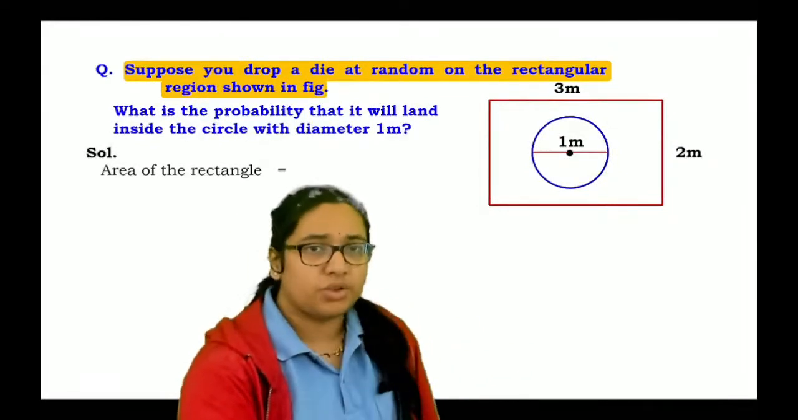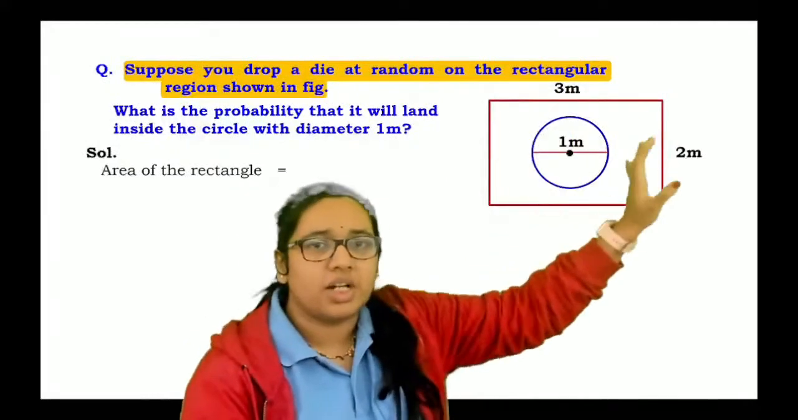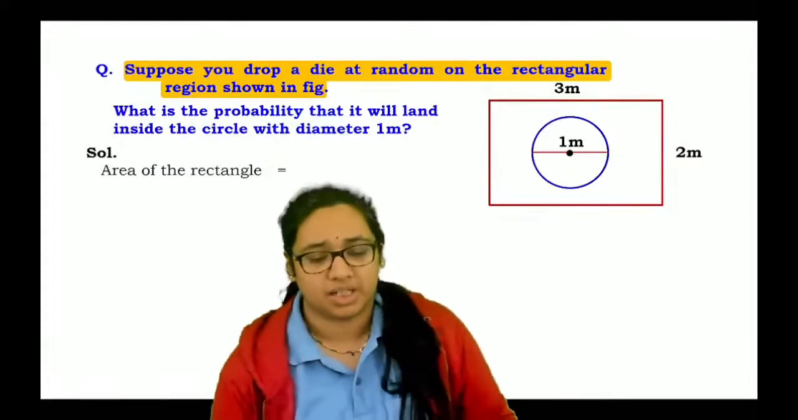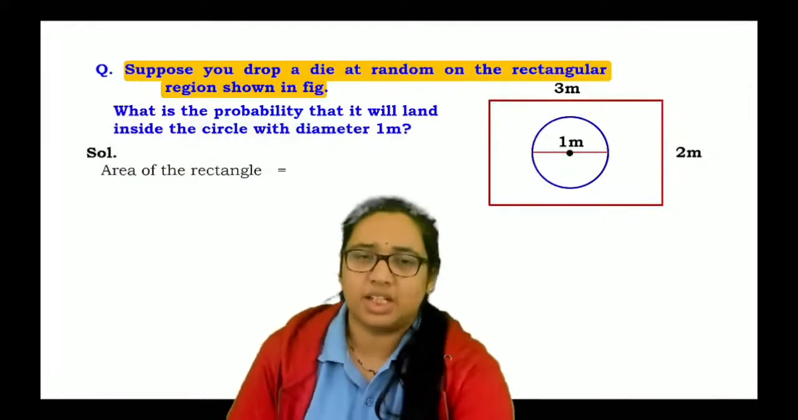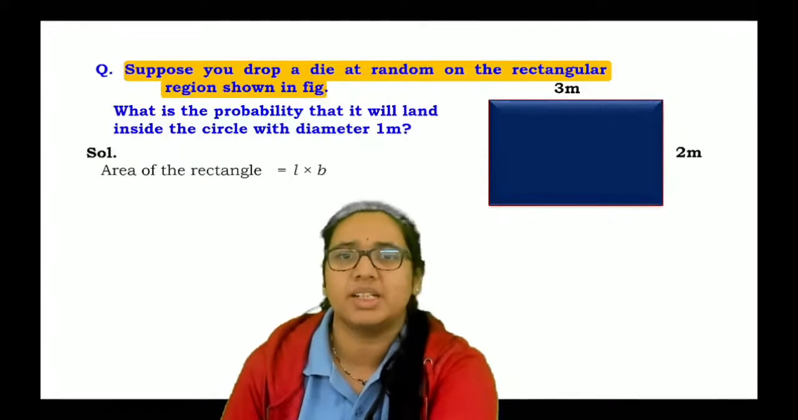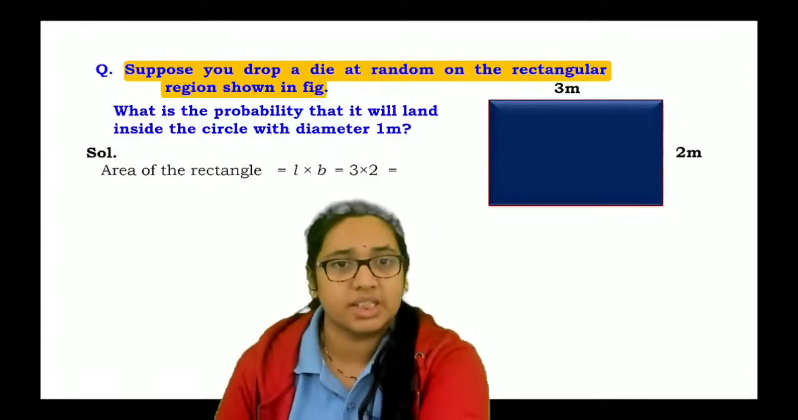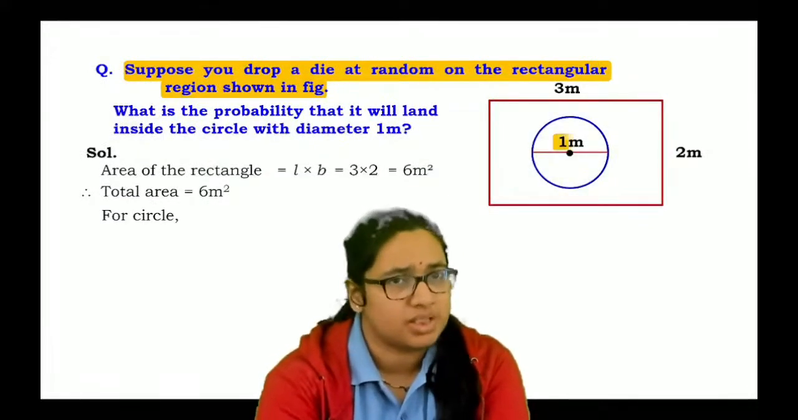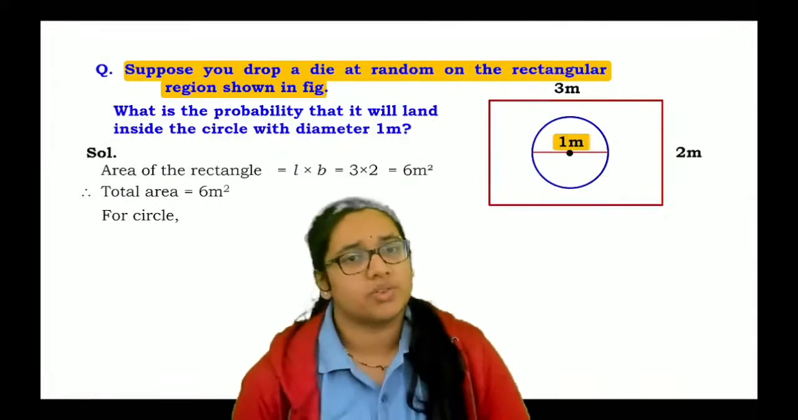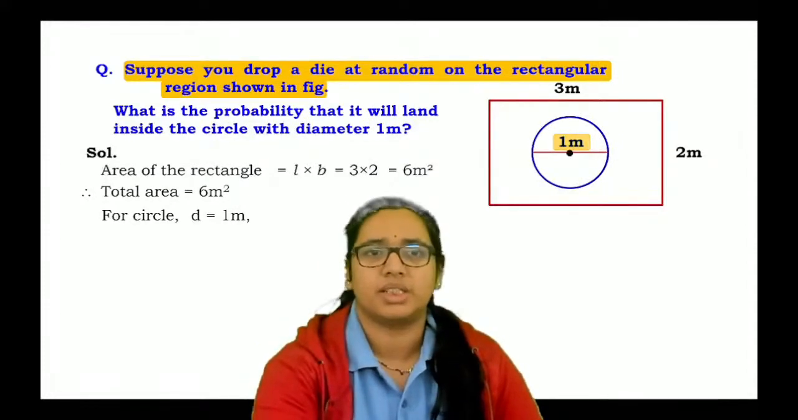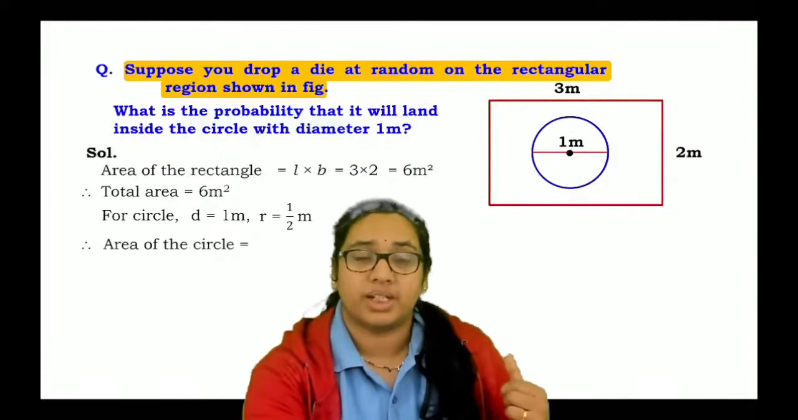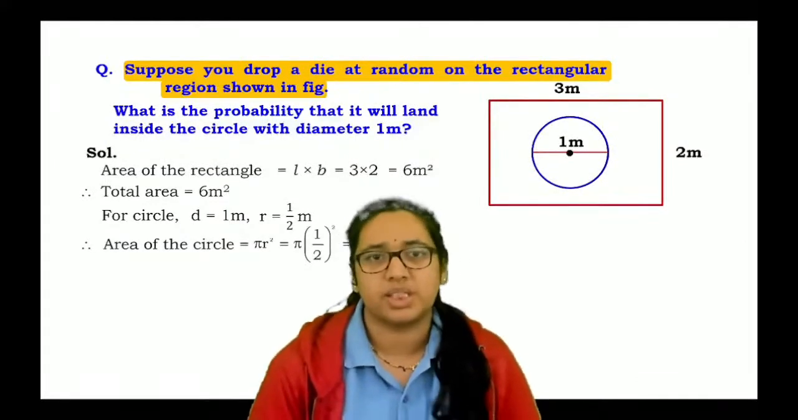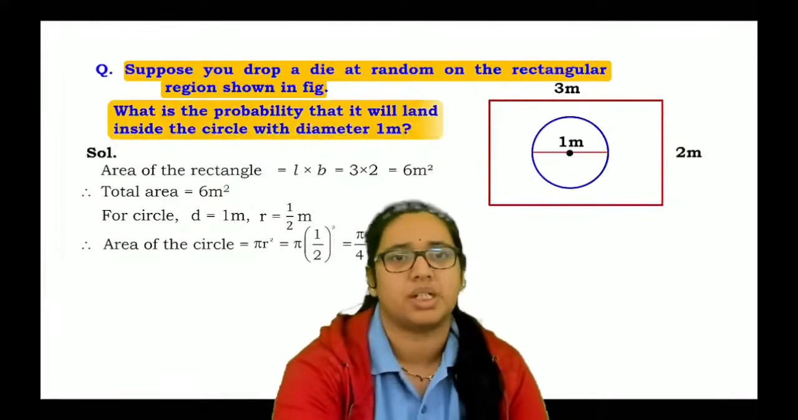Hence, we just have to check what the total region is here. We know that the total area of the rectangle is given as length into breadth, that is L into B. So in this case, it will be 6 meters square. Now, the total area will be 6 meters square. And for a circle, how can we find the area? The diameter is 1 meter, so the radius will be half meter. Hence, the area of the circle will be pi r square, which is nothing but pi upon 4 meters square.